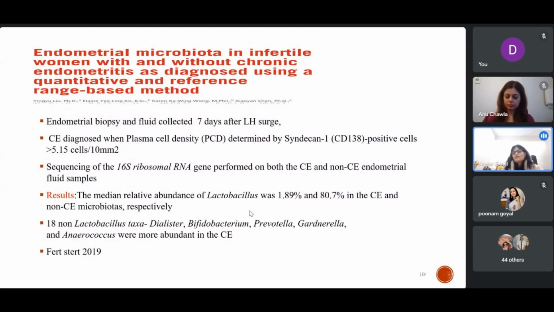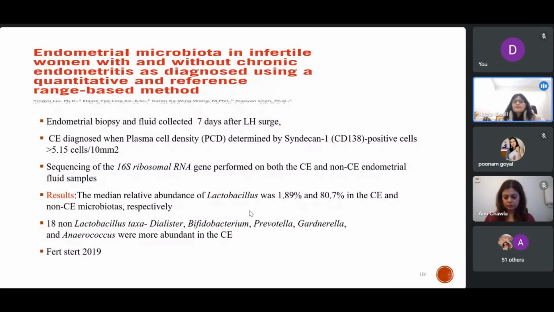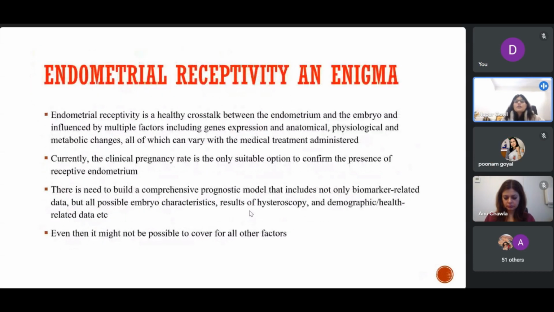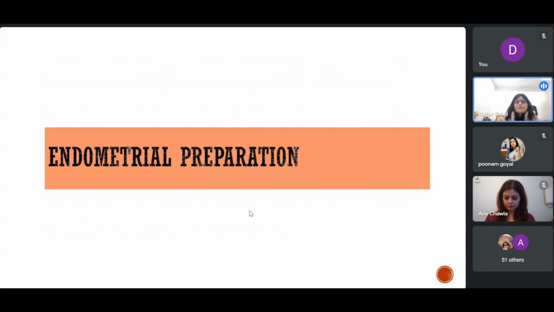So this is a very important finding, which tells us that patients, along with antibiotic treatment, also need probiotics to improve their microbiome and improve their receptivity. After all these markers and evidence, we can say that there are multiple markers involved in endometrial receptivity. There is no single marker as such, and even if we form a comprehensive prognostic model that may include all the biomarkers, embryo characteristics, and hysteroscopy, we may not be able to cover all the factors. So endometrial receptivity is going to remain an enigma.